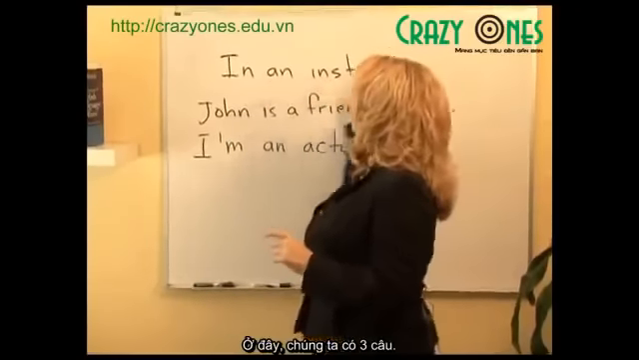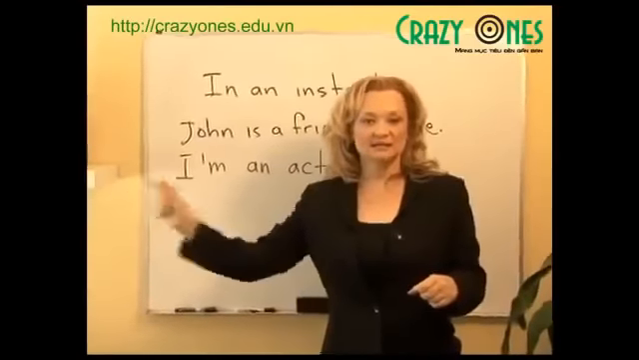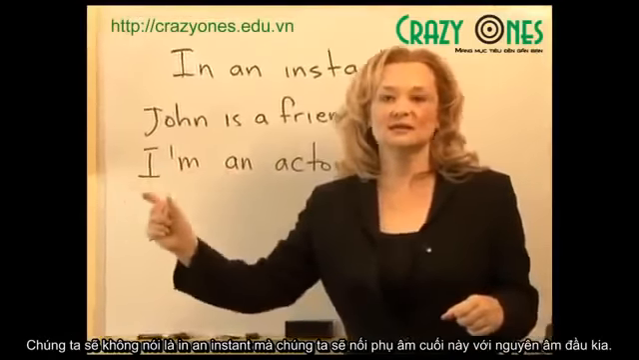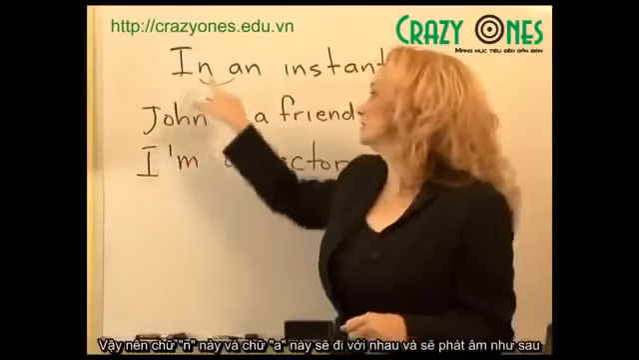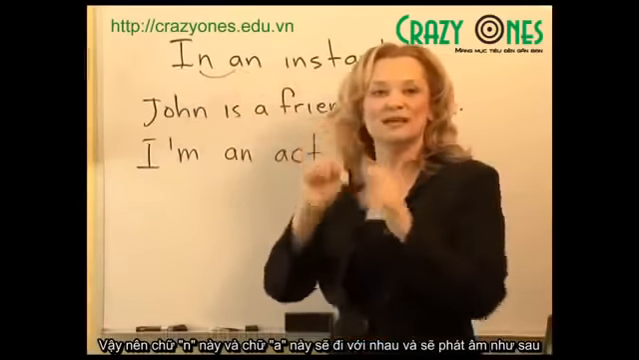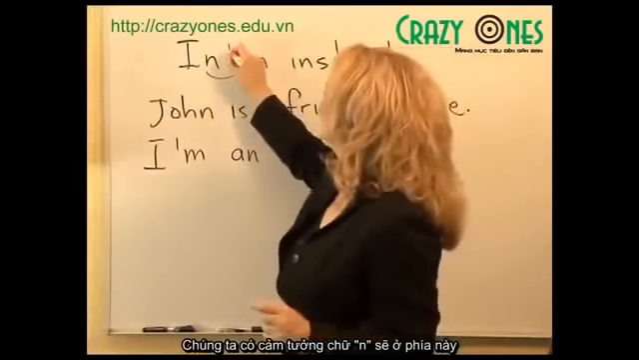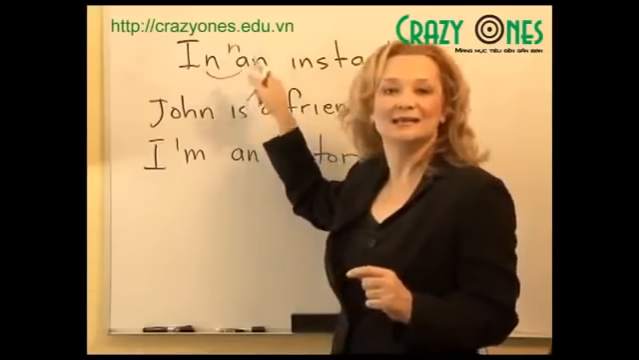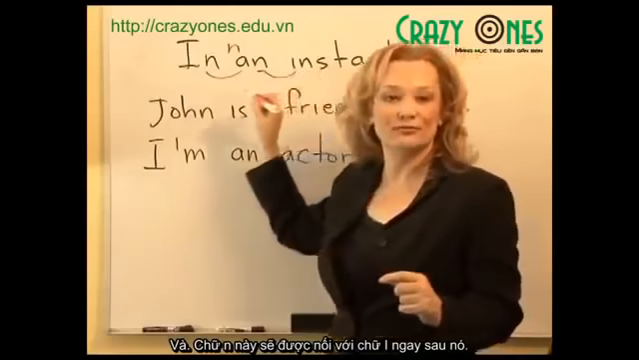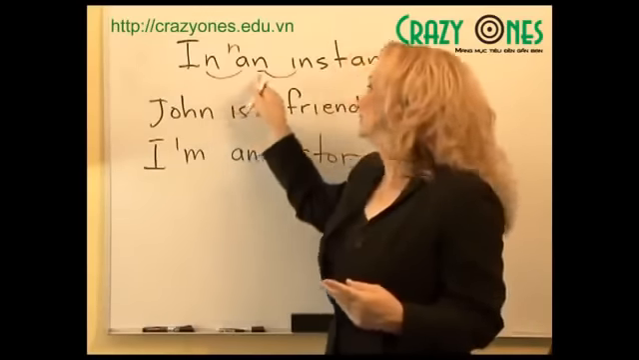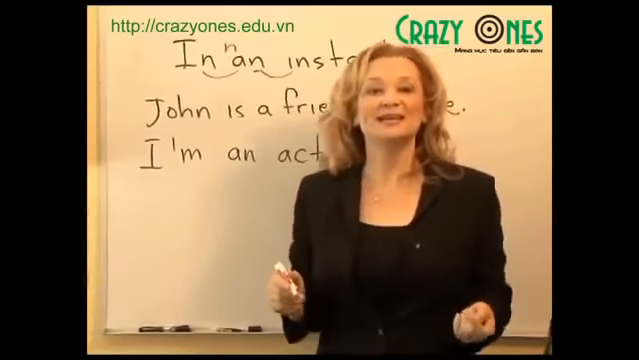Here we have three sentences. Look at the first sentence, in an instant. We wouldn't say in an instant. We would connect the final consonant to the next vowel. So this N and this A would be said together. Listen, inan, inan. So it's kind of like this N is over here. None, none, inan. And this N is connected to the following vowel, I. An instant, in an instant. Repeat after me, in an instant.